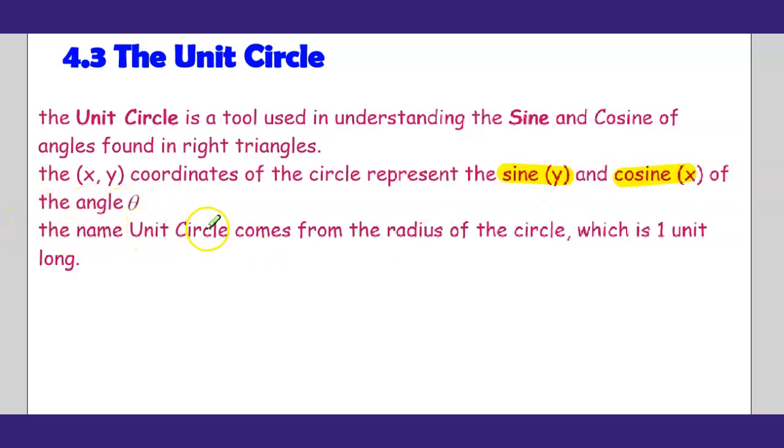The name unit circle comes from the radius of the circle, which is 1 unit long. All right, 1 unit long. We'll talk about that.